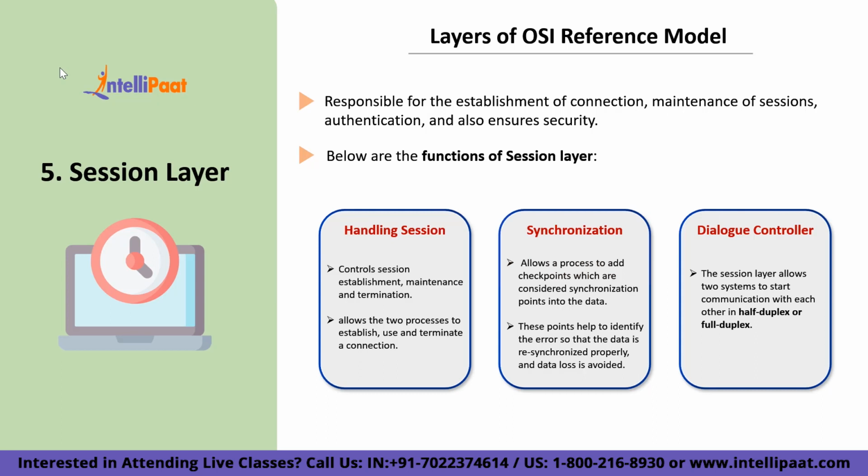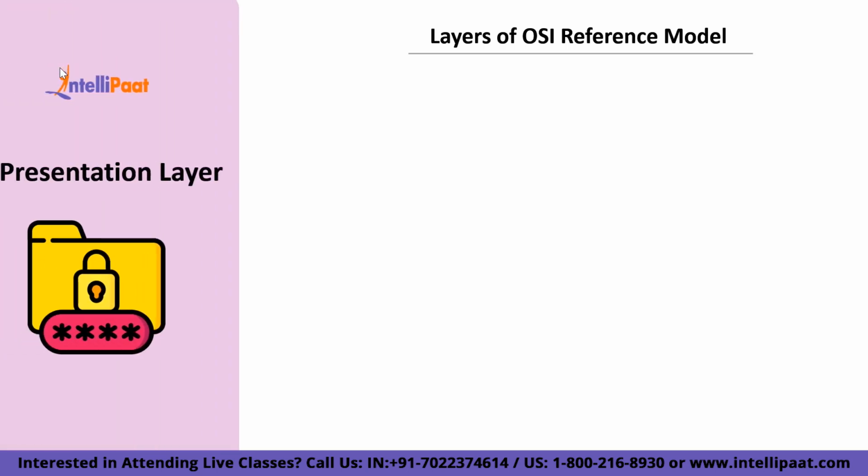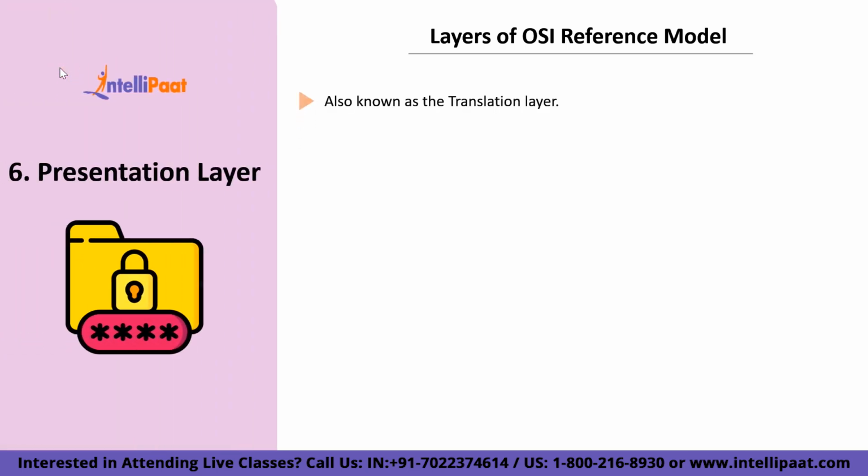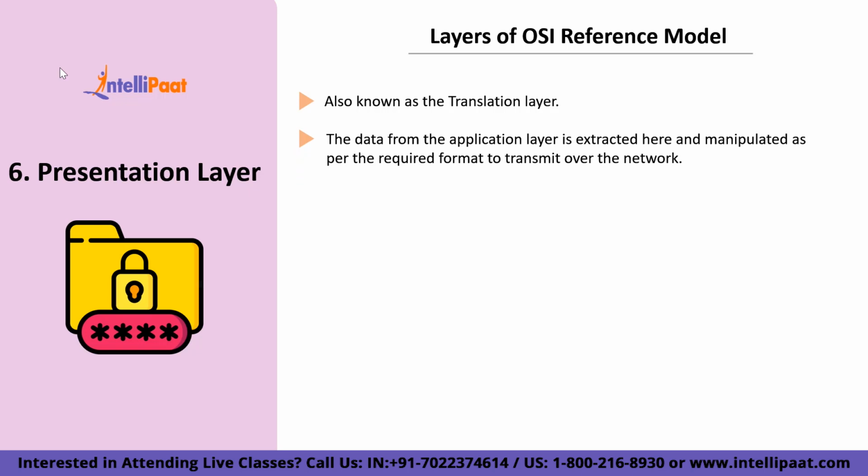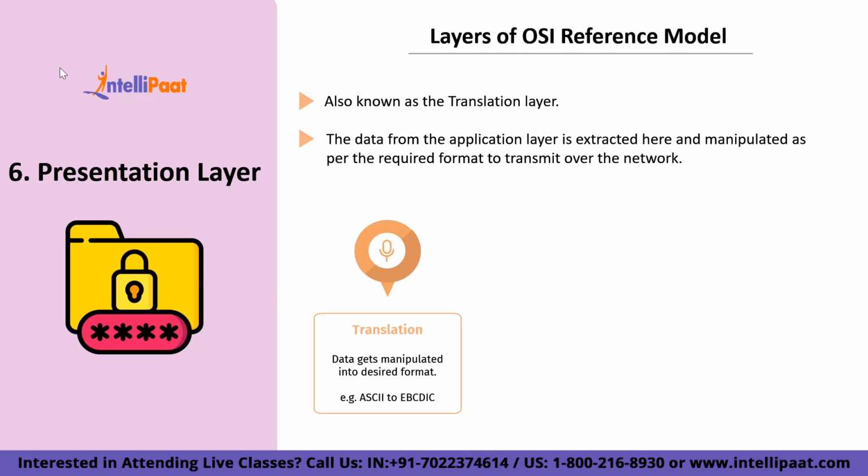On that note, let's move on to the second last layer, that is the presentation layer. The presentation layer is also called the translation layer. The data from the application layer is extracted here and manipulated as per the required format to transmit over the network. The functions of the presentation layer are translation, encryption, decryption, and compression. Let's first talk about translation. So basically here data gets manipulated into the desired format. An example of that will be converting ASCII to EBCDIC format.